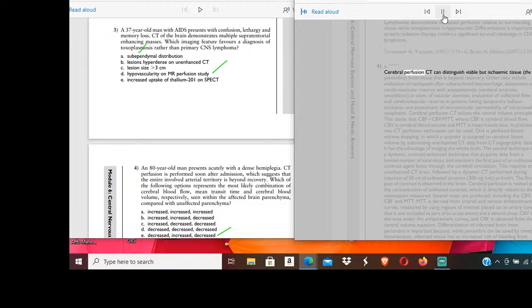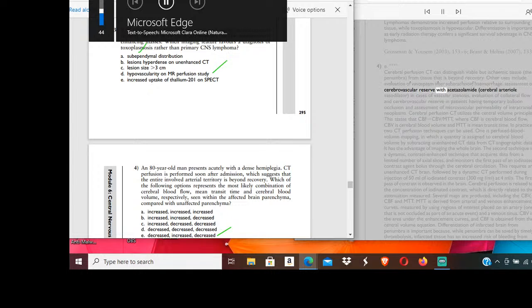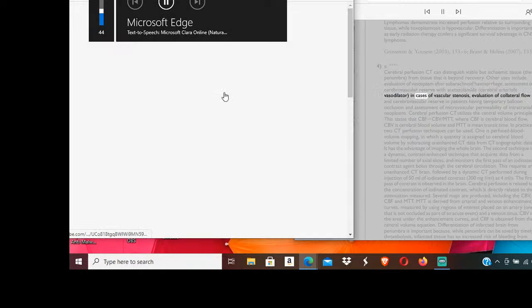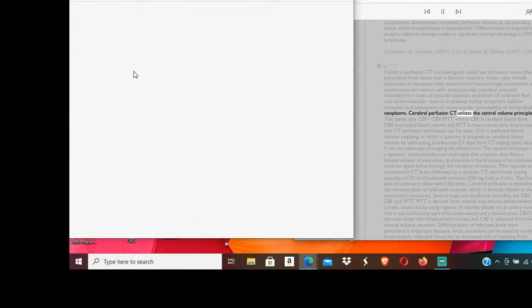4e. Cerebral perfusion CT can distinguish viable but ischemic tissue, the penumbra, from tissue that is beyond recovery. Other uses include evaluation of vasospasm after subarachnoid hemorrhage, assessment of cerebrovascular reserve with acetazolamide, a cerebral arterial vasodilator, in cases of vascular stenosis, evaluation of collateral flow and cerebrovascular reserve in patients having temporary balloon occlusion, and assessment of microvascular permeability of intracranial neoplasms. Cerebral perfusion CT utilizes the central volume principle.